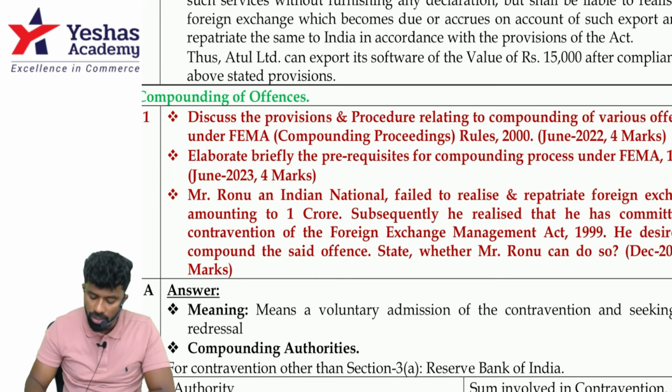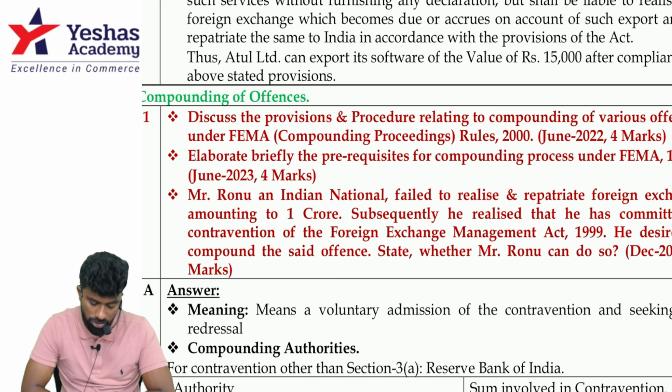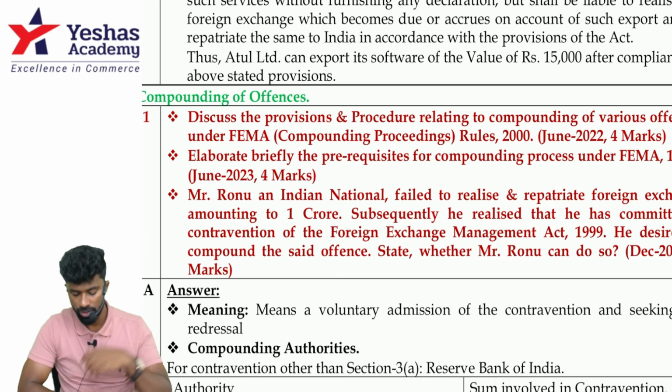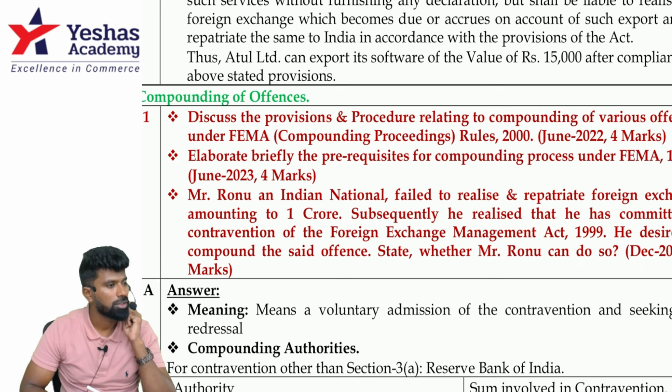Based on this, they asked questions in the June 2022 examination, the June 2023 examination, and the December 2023 examination. For how many marks? 4 marks, 4 marks, and 5 marks. Read the last question. Mr. Ronu, an Indian national, failed to realize and repatriate foreign exchange amounting to a certain sum. Is he supposed to repatriate? Within how many days? If he has not done so, is it a violation of the Act? Is there any possibility of compromising this offence?